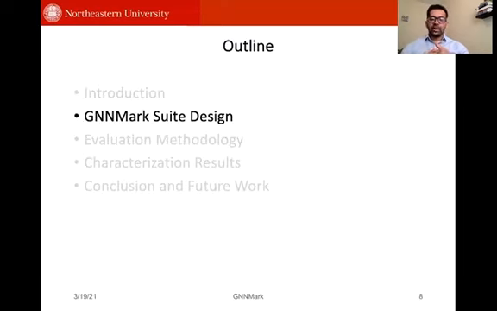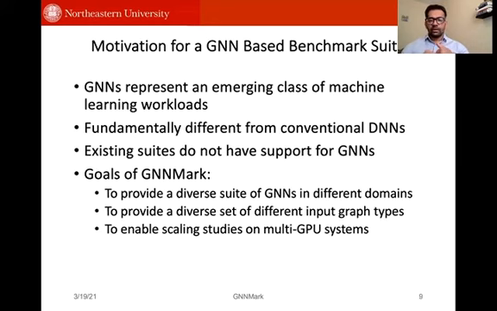Now let us take a look at our suite design. So first of all, why do we even need a new GNN-based benchmark suite? First of all, they represent an emerging class of machine learning workloads, as we have established before, and they are fundamentally different from conventional DNNs. The other challenge is that the existing suites that are present today for our community, such as MLPerf, TBD, and FATHOM, do not have support for GNNs currently.